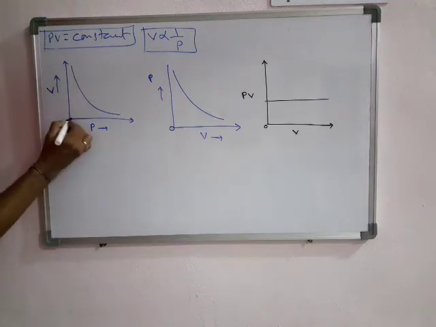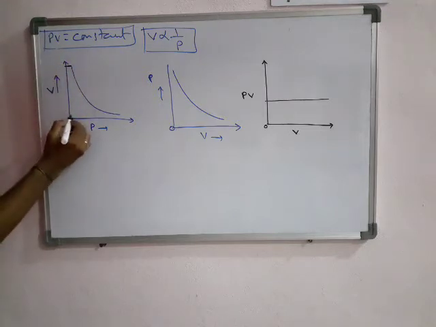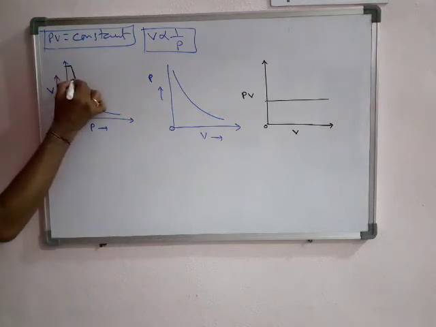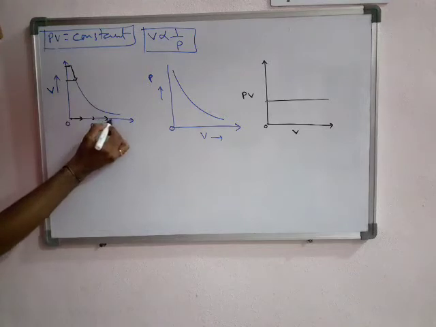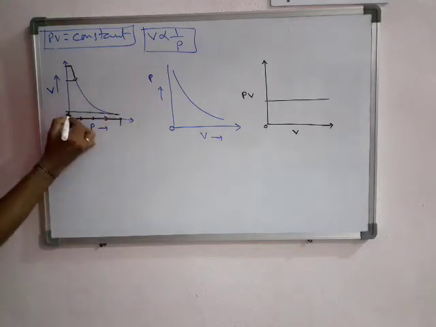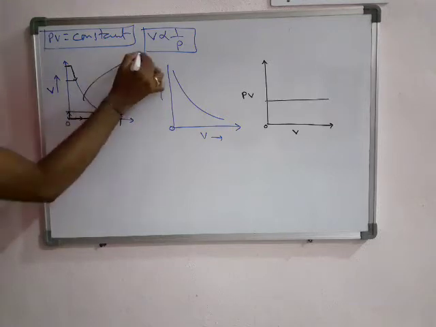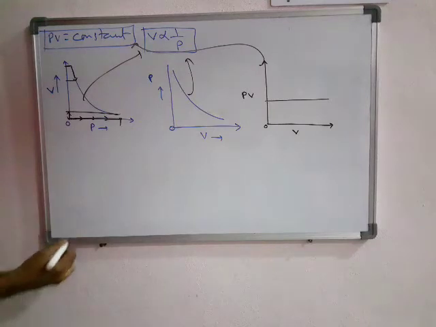In this graph, here pressure on the x-axis is very small, and then the volume is very high. As pressure increases, moving to the right side, the line goes down. At this particular point we have very high pressure, and at very high pressure the volume is very less. Okay, this relates to this equation.